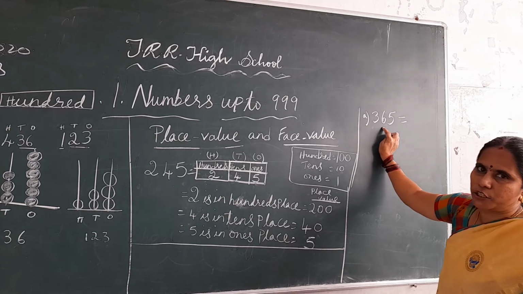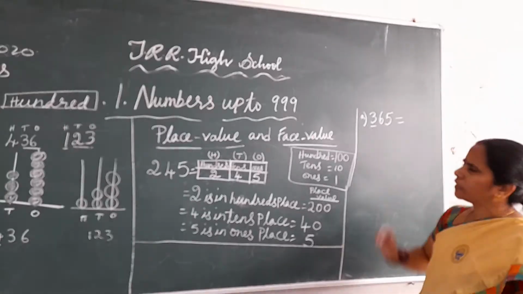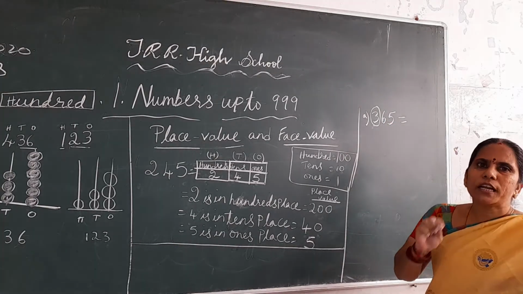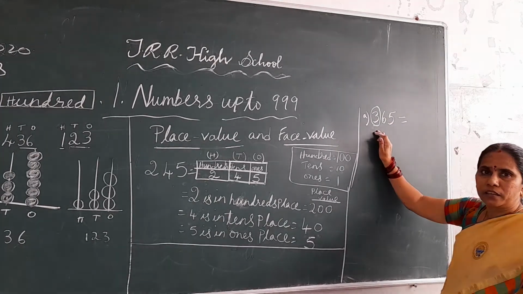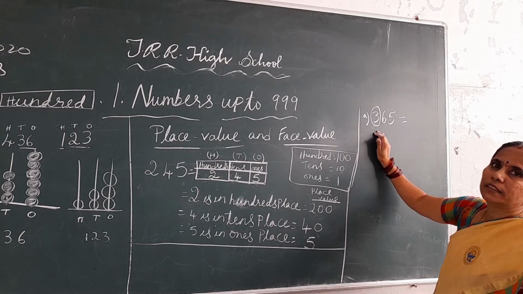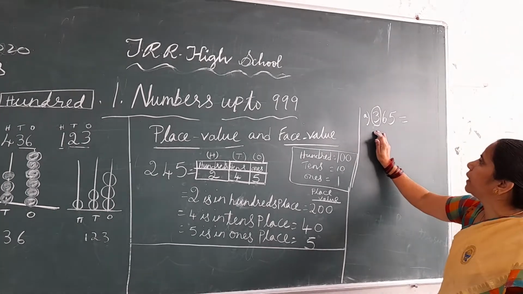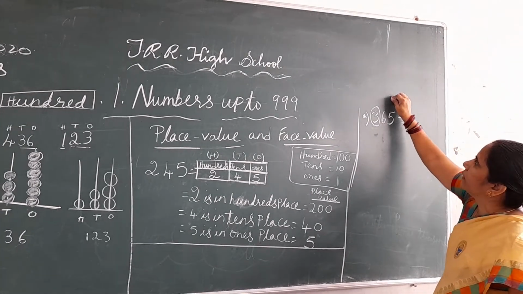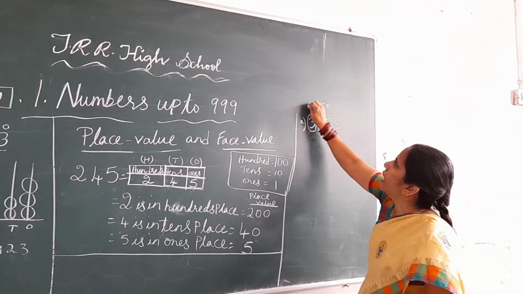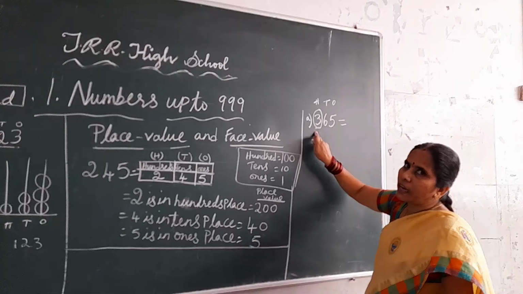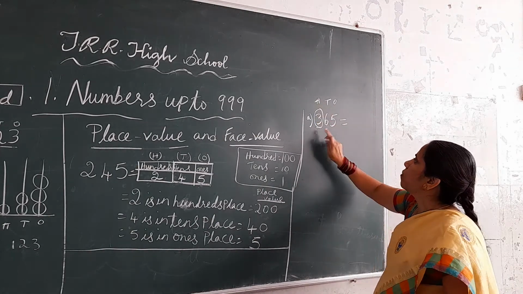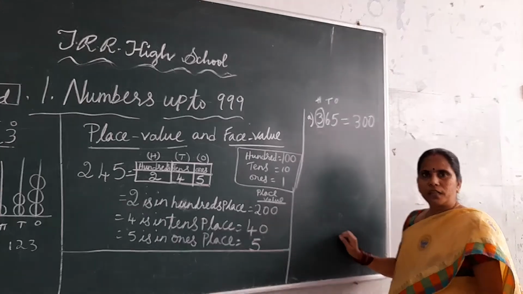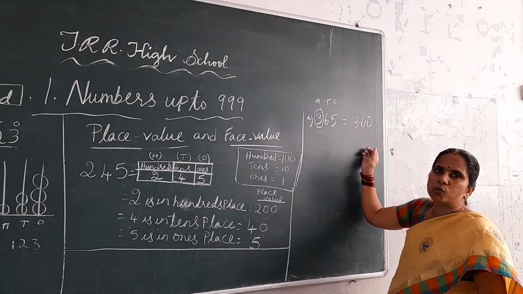365. If I underline only 3, only 3 is underlined. What is the place value of 3? Which place is it? Tell me. Say the place value. If you want, you can write here. Ones, tens, hundreds. So 3 is in which place? Hundreds place. So what is the place value of 3? 300. That's all. That is the place value.